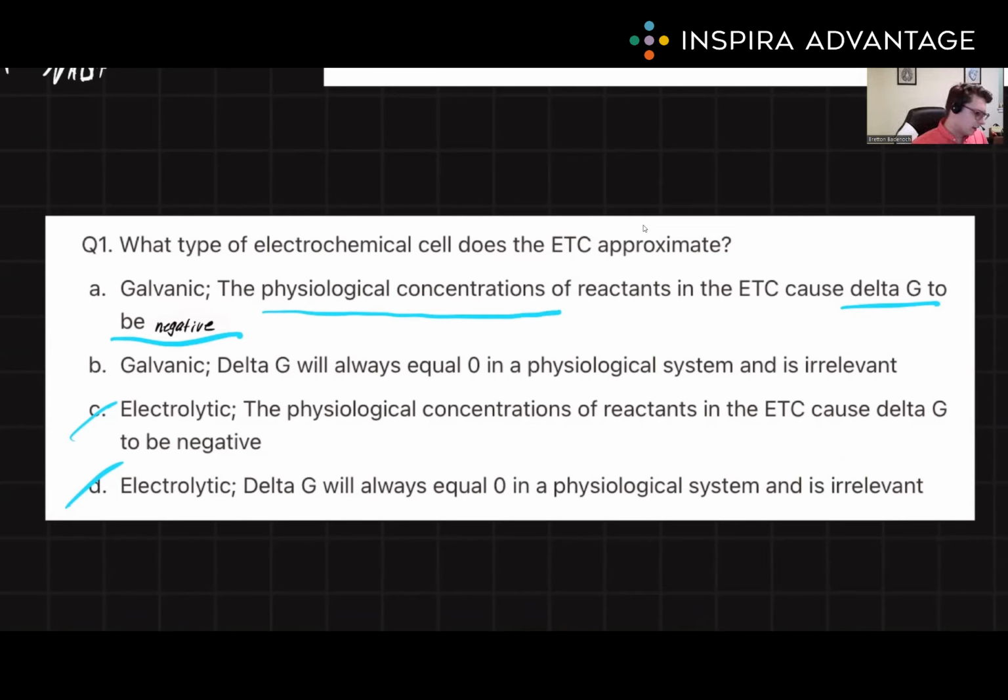Okay, it's galvanic, and delta G will always equal 0 in a physiological system and is irrelevant. B is screaming no to me for a variety of reasons. One of the biggest is whenever I see the word always, I get immediately suspicious. And we know that delta G is not always going to equal 0 as well. This is something that we know to not be true, so it can't be B because of this reason. This is also extreme language, which should make us very wary. So for these reasons, it is A. A is our correct answer.